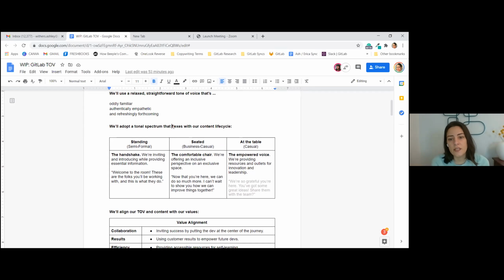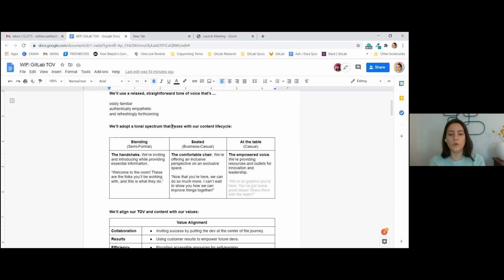So we have standing, seated, and at the table. These little quotes that you'll see here at the bottom, this isn't actually an example of necessarily what we would ever say. This is really just to infuse the feeling of what this part of the journey looks like. So for standing, we're inviting them and introducing them while providing essential information. Seated, we're offering an inclusive perspective on an exclusive space. That's kind of what we had talked about. And then at the table is the empowered voice, where we're providing resources and outlets for innovation and leadership.